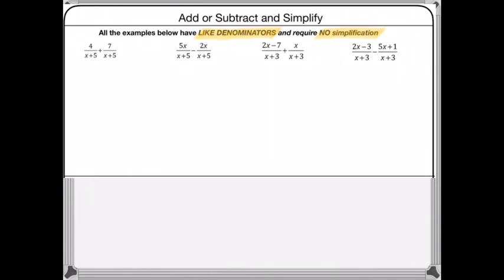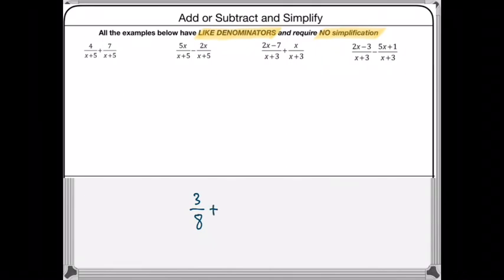That said, since it's kind of rigged for us to have a like denominator, this is easing us into the process of adding and subtracting before we actually have to deal with the complications of that. So, if you look down below, I'm going to present this problem.